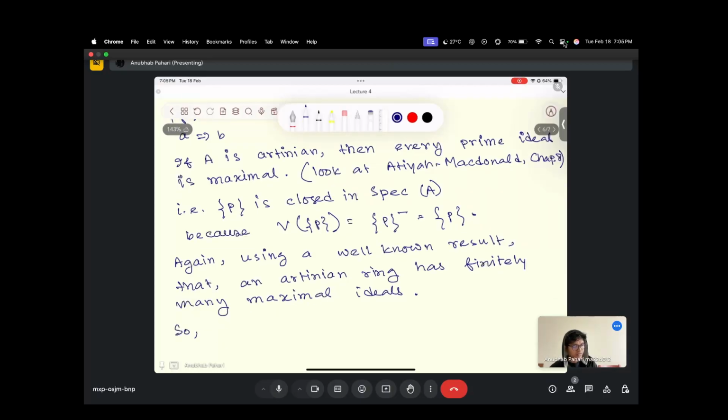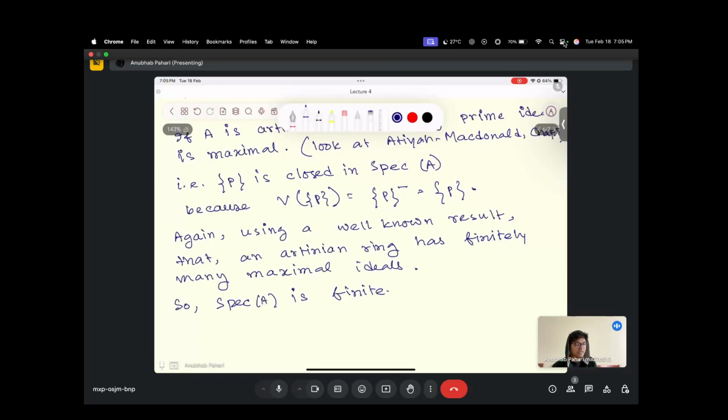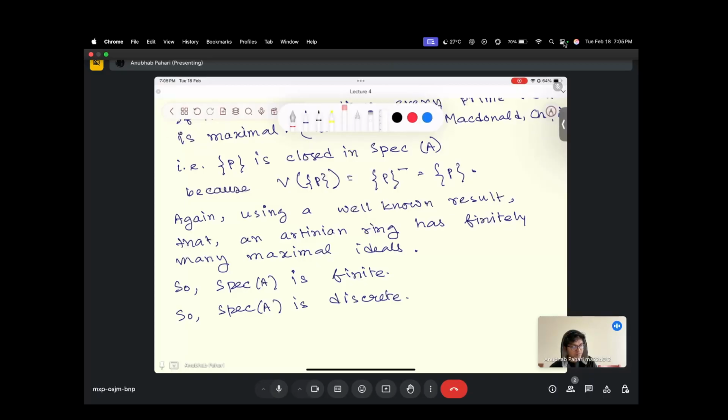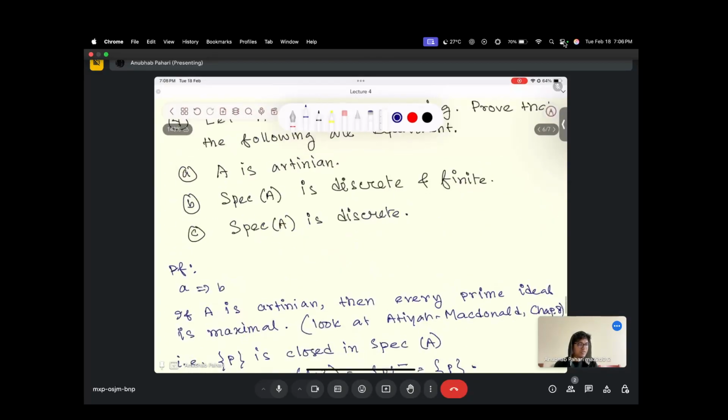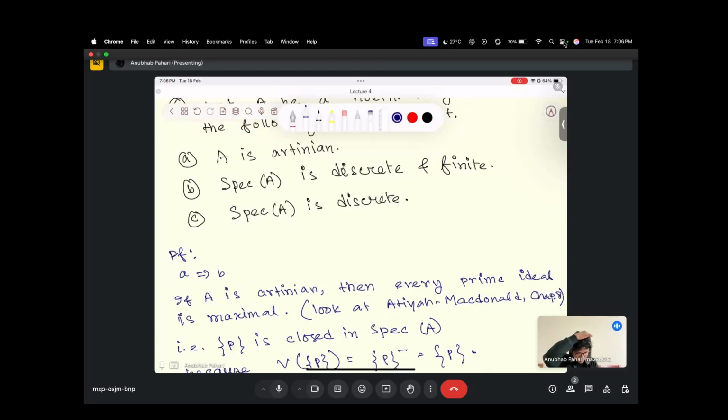So Spec A is finite, right? And any topology on a finite set is discrete. So Spec A is discrete. So from B to C is obvious. Now for 3 to 1, this is little non-trivial: if Spec A is discrete, then we have to show that A is Artinian.